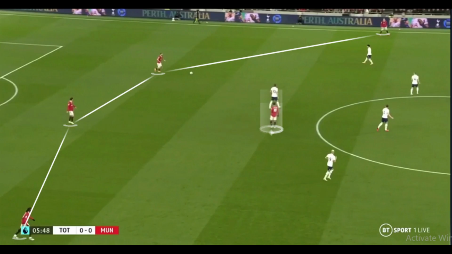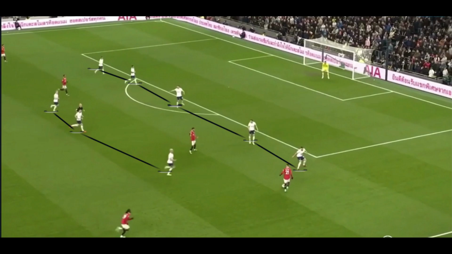Manchester United are building in their 4-1 formation, with Casemiro playing as a single pivot and wide fullbacks giving the width. Here you can see how Tottenham have settled in their 5-4-1 formation defending against Manchester United.